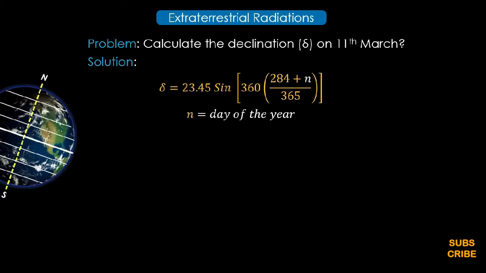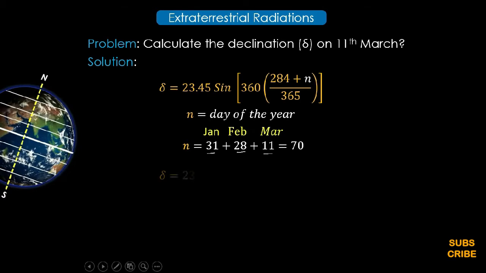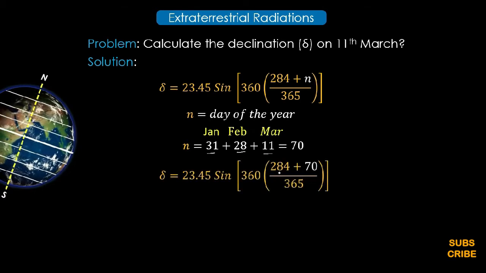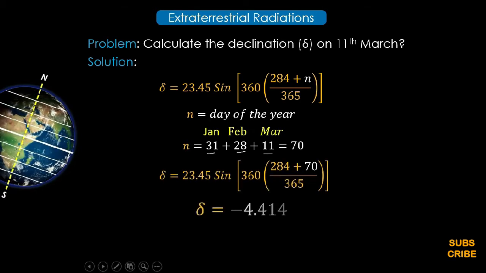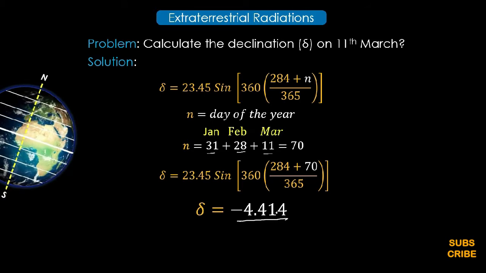Now to calculate the day of the year of 11th March, we have January, February and March. We have 31 days in January plus 28 days of February, and we have to calculate on 11th March, so 11 days, so n is 70. Now using this n in the expression, we can compute that the declination on 11th March is going to be minus 4.414.